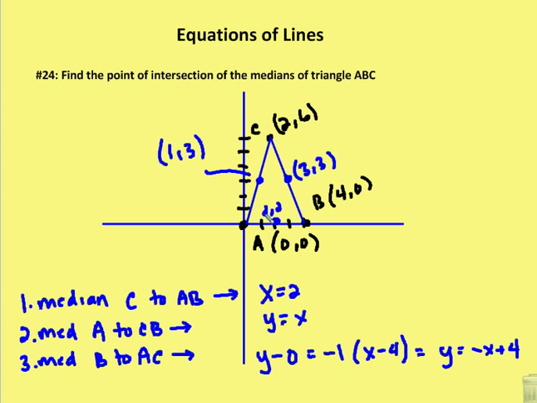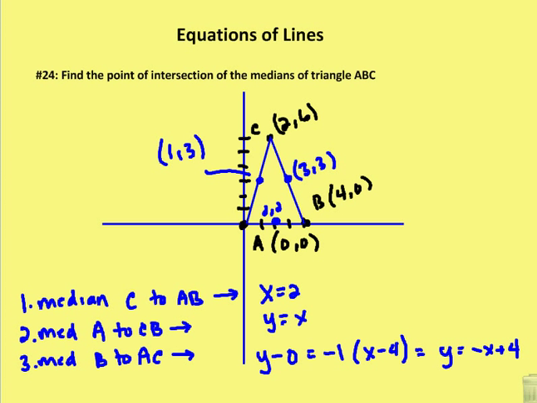The median from A to CB is going to be y is equal to x, because I change the same amount for y as I do for x. I go from 0, 0 to 3, 3. My y-intercept is 0. So my line is just y is equal to x. And the median from B to AC is y minus 0 equals minus 1, because the slope is going to be negative 1, times x minus 4, which leaves me with y is equal to negative x plus 4.